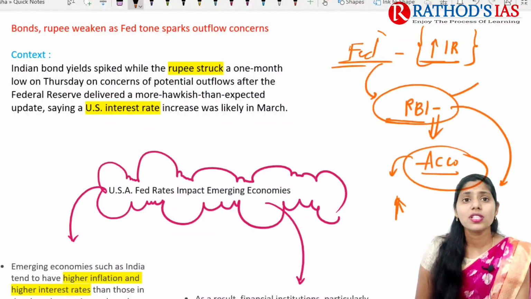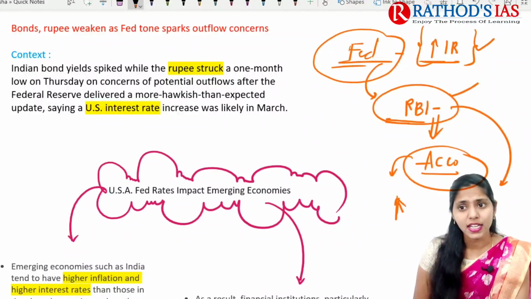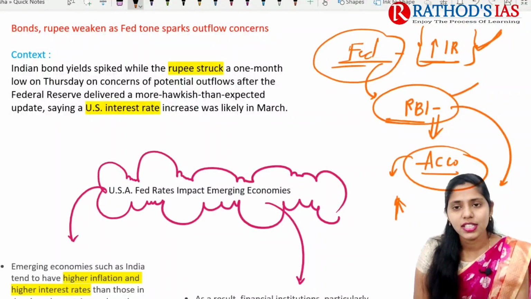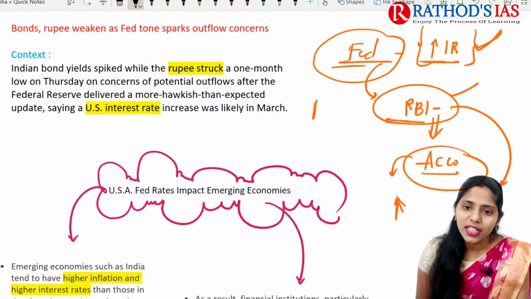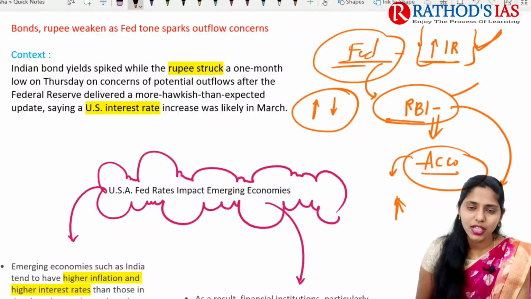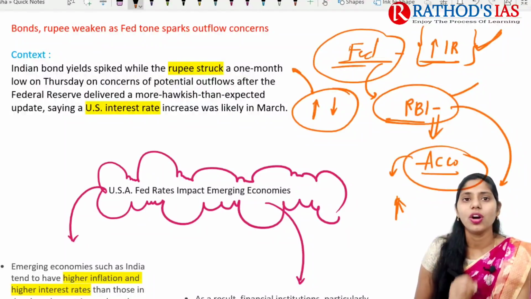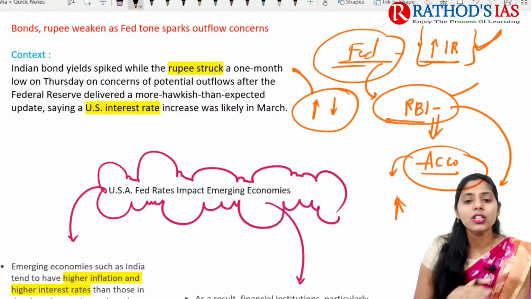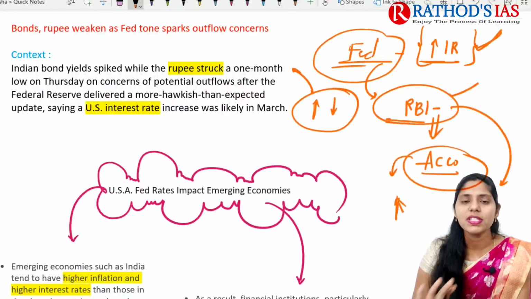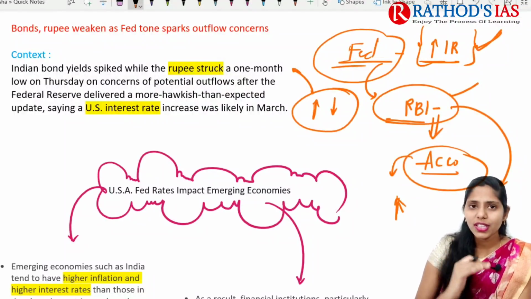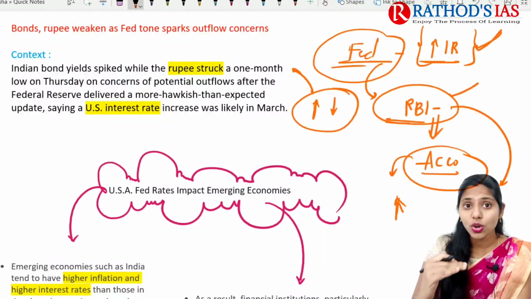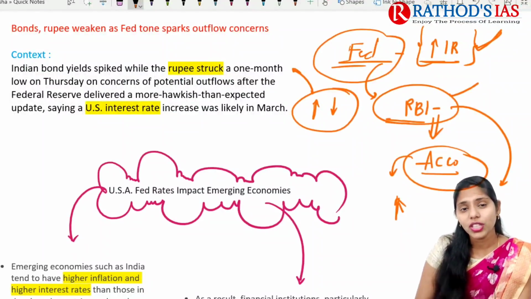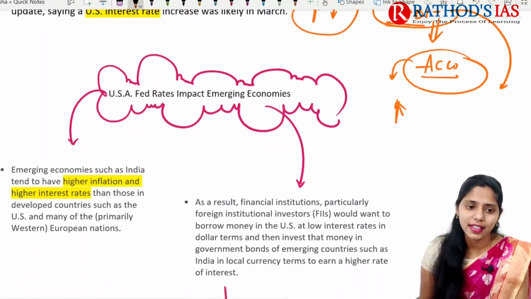But now the US Federal Reserve mainly says that it is going to increase interest rate. Whenever the Federal Reserve goes for increasing or decreasing interest rate, it has an effect on America's economy, and not only America's economy but almost all emerging economies will have an impact whenever there is an increase or decrease in interest rate by this Federal Reserve. So now let us try to understand how it impacts countries like India.